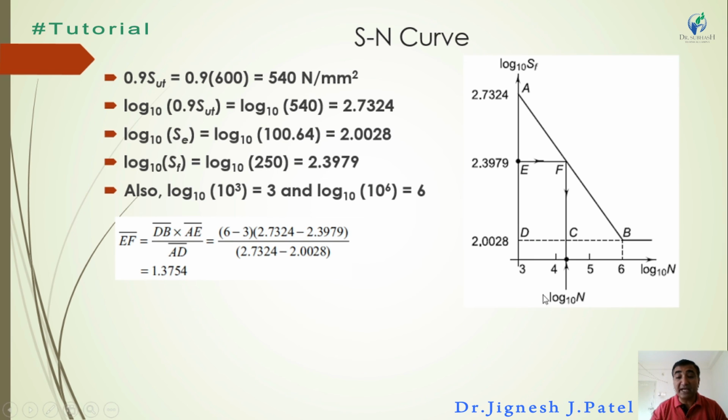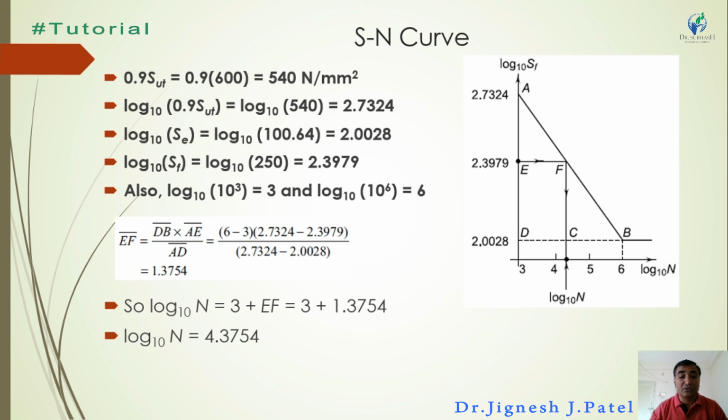Now you can see on this axis the initial point is 3. To find the value of N, log N is equal to 3 plus EF, because it starts from 3. So 3 plus 1.3754, log N is equal to 4.3754. Now take the antilog of this. So the number of cycles N is equal to 23,736.2 cycles. This is our answer.